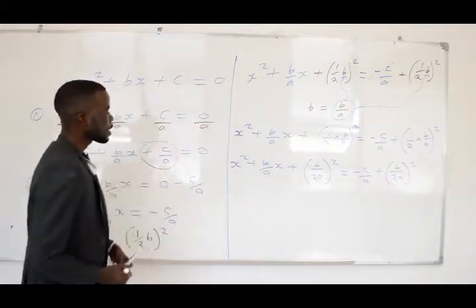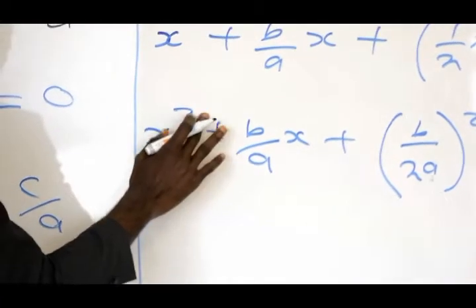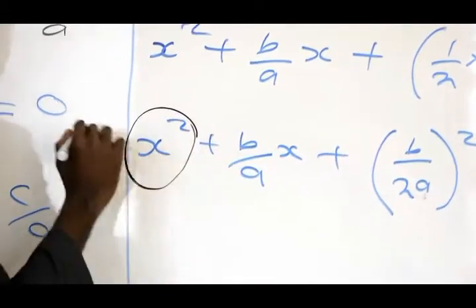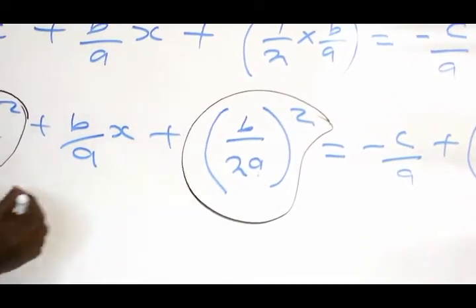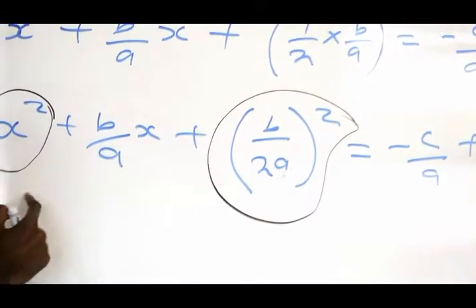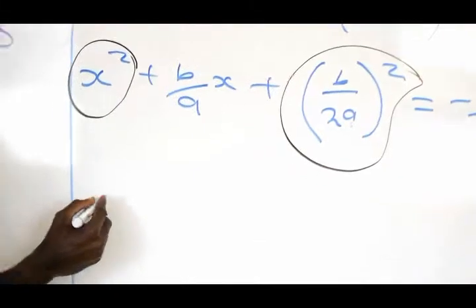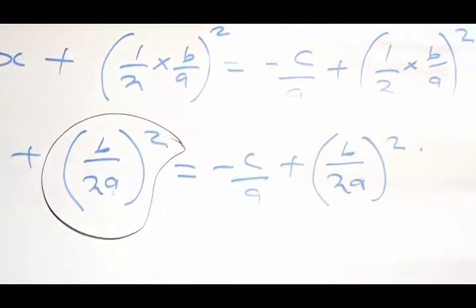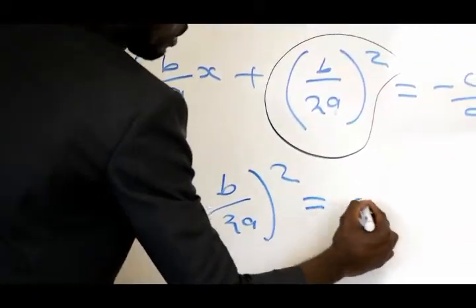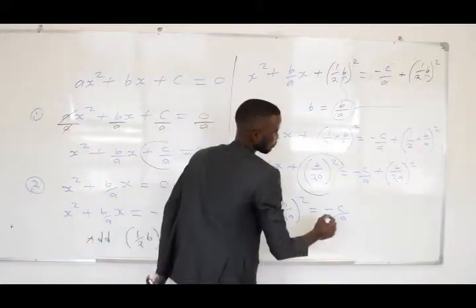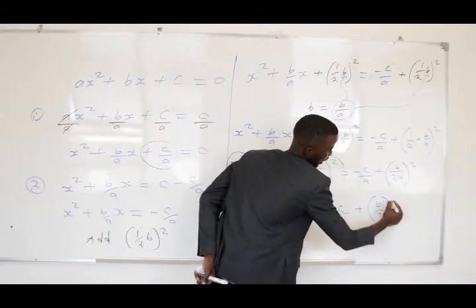Now when we reach this point, I normally tell my pupils that you only need to concentrate where there is a square. We have the x squared, and we also have the b over 2a squared. You only need to concentrate on these two points. Why I'm saying this is that the next step we are going to do is to say this is the same thing as x plus b over 2a, all squared, which will be equal to negative c over a plus the same thing, b over 2a squared.